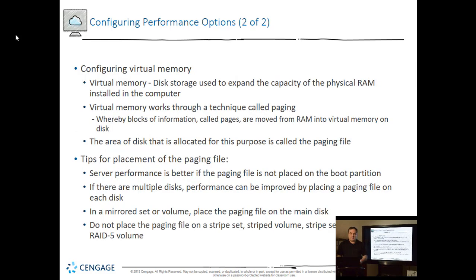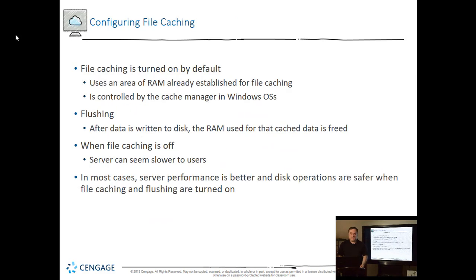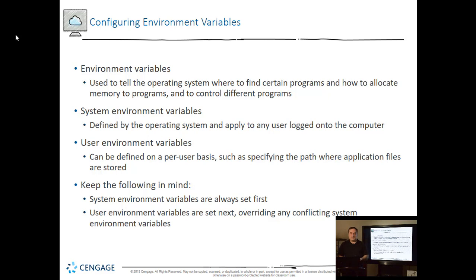So those are the things I was just talking about basically. And we've got environment variables. Let's go on to those. Used to tell the operating system where to find certain programs and how to allocate memory to these programs. And you've got user environment variables. This is really helpful. So back in the days of DOS, you would set up your user environment variable.